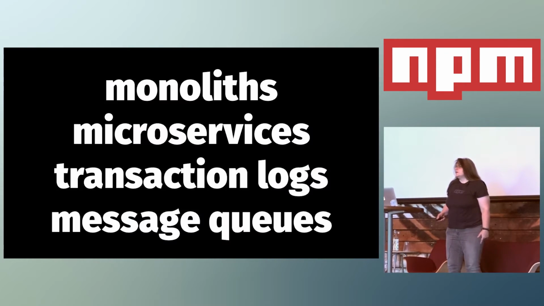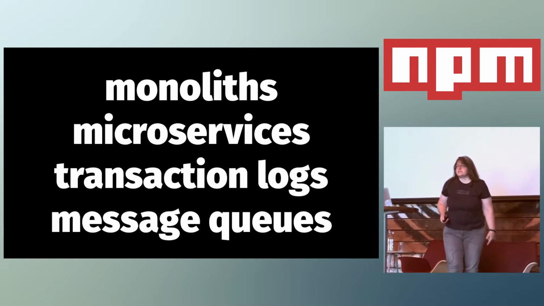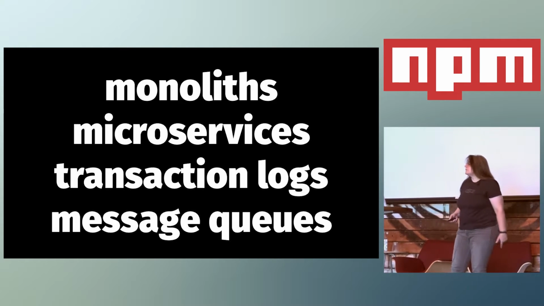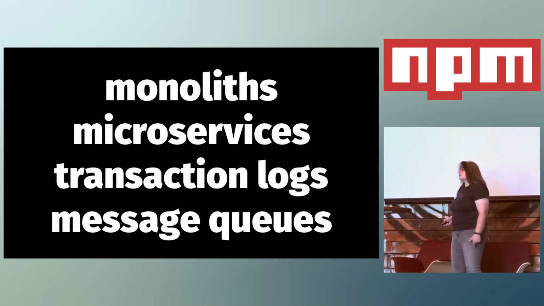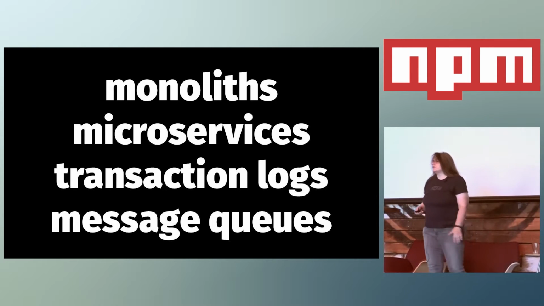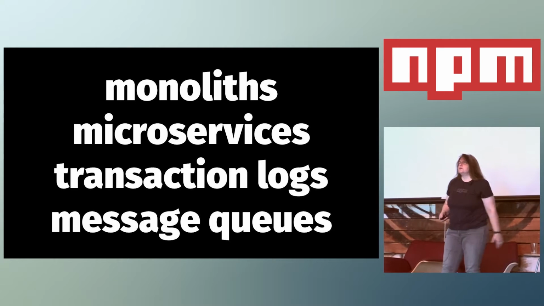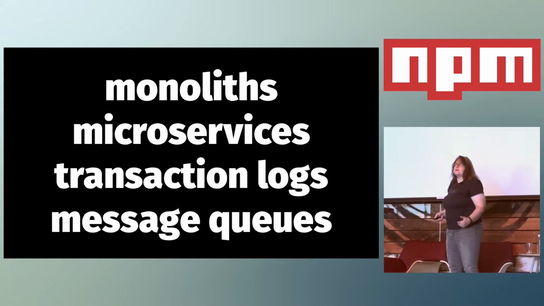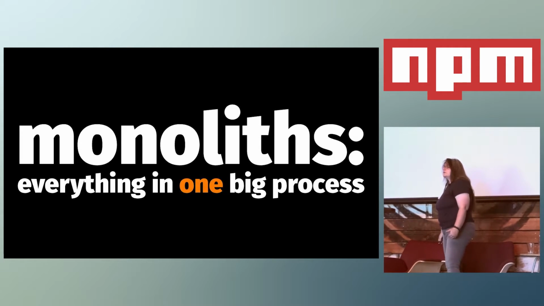So I've learned a lot by doing this for you all over the last 2.5 years. I'm going to tell you some things that I've learned today. Here are some of the patterns that I've seen in the registry. Monoliths, microservices, transaction logs, and message queues. That's a mixed list there. So we're going to go through them and talk about how I've seen them come up and what I've learned about modularity in these patterns.